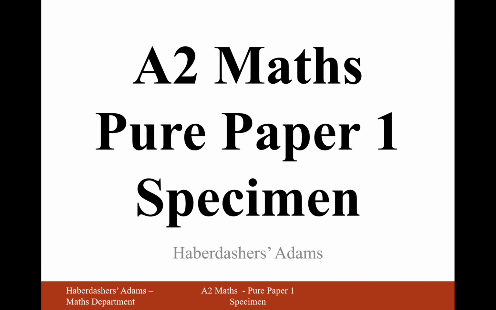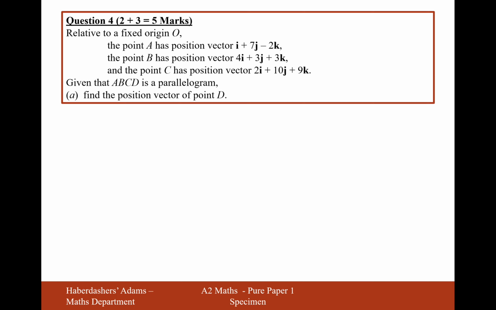Hello there and welcome to A2 Maths from Specimen Paper 1, and here we're looking at question 4, a vectors question. So relative to a fixed origin O, the point A has a position vector 1, 7, minus 2. We could effectively think of these as coordinates. We can think of this as 1, 7, minus 2. The next position B has a position vector of 4, 3, 3. And position C has a position vector of 2, 10, 9. Given that ABCD is a parallelogram, find the position vector of point D.